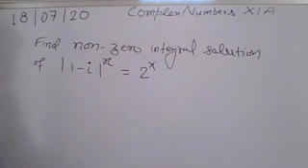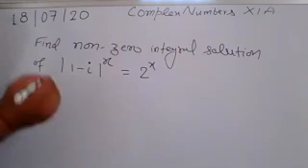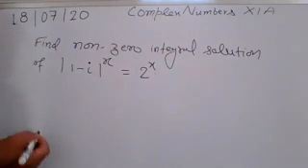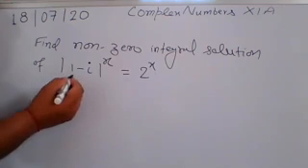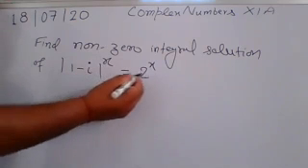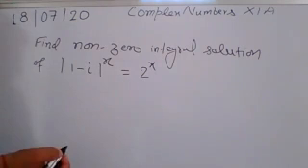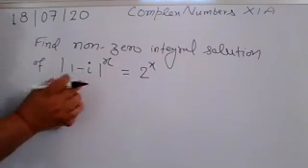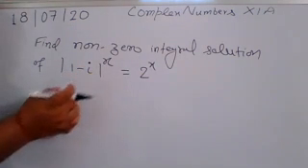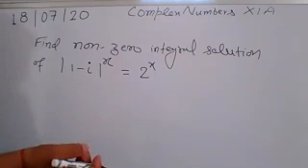Here you have to find the value of x, means the non-zero value of x. Non-zero value of x means what? You have to find the value of x which is other than 0. Understand? So write it in the solution. Here you are given mod of (1 minus i) whole power x is equal to 2 to the power x. So first of all, find the value of mod of 1 minus i. How do you find the value of mod?